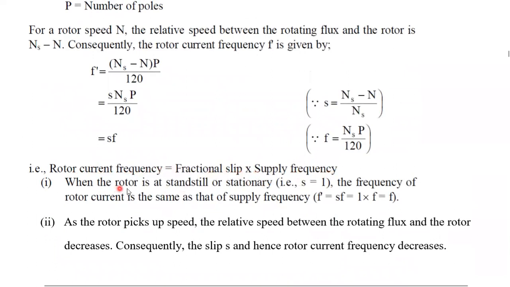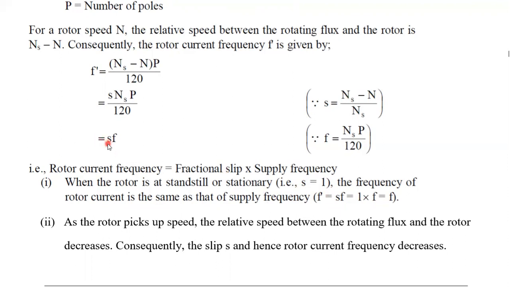Understood? When the rotor is at standstill, meaning stationary, the rotor is not rotating. The speed of the rotor is equal to 0, which means slip is equal to 1. s = (ns - n)/ns. Here the rotor speed n is equal to 0, then s is equal to 1. Then the frequency of the rotor current is the same as the supply frequency. That is, f' = sf = 1 times f, so f' = f.